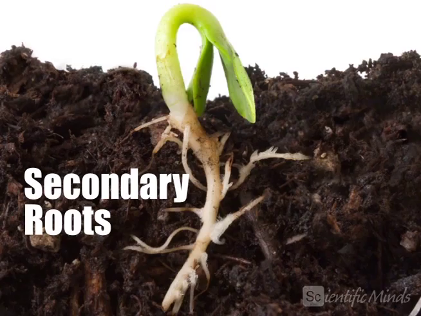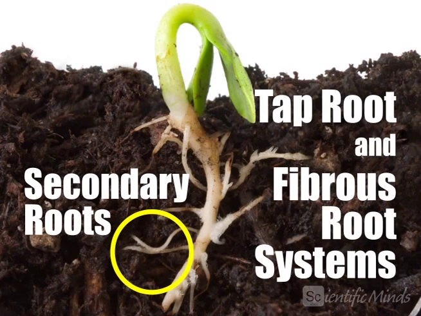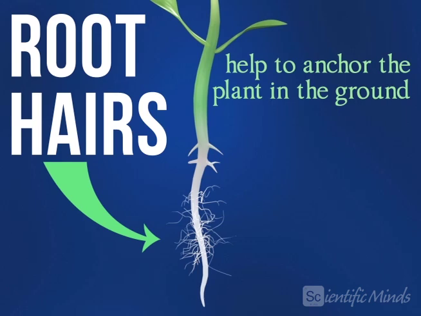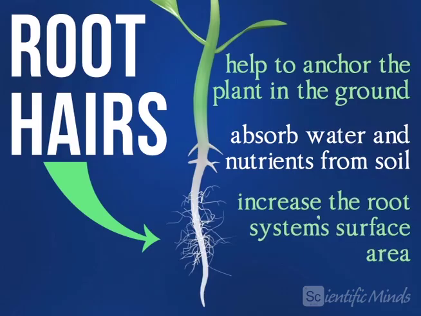Secondary roots branch off the primary roots. Both taproots and fibrous root systems can have secondary roots. Root hairs are small, hair-like structures that grow from all plant roots. The root hairs help to anchor the plant in the ground. They also absorb water and nutrients from the soil. Root hairs increase the root system's surface area and allow more water and nutrients to be absorbed.